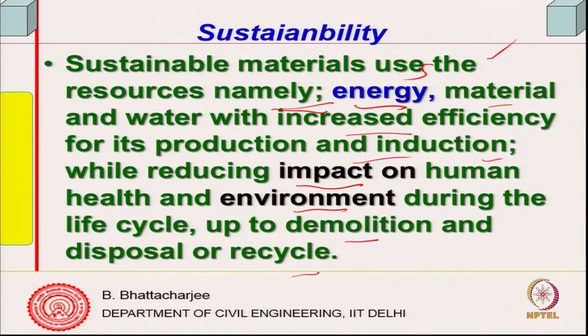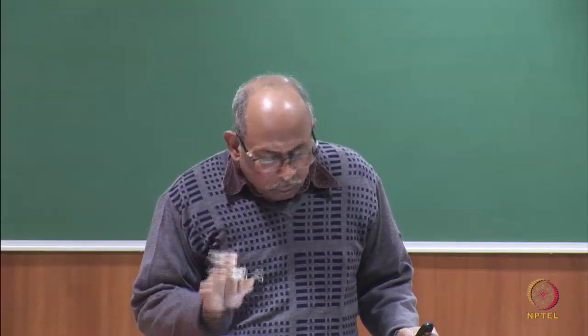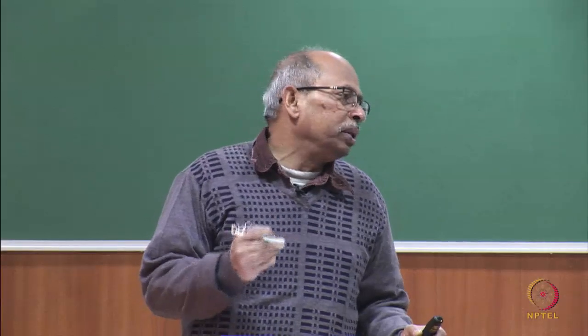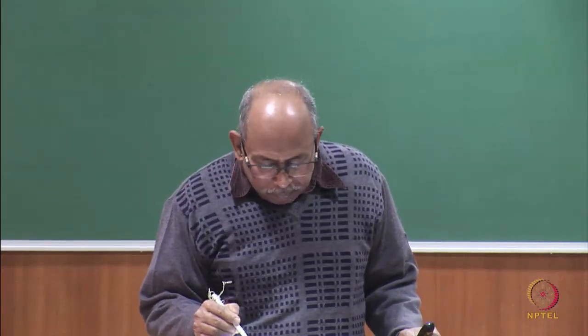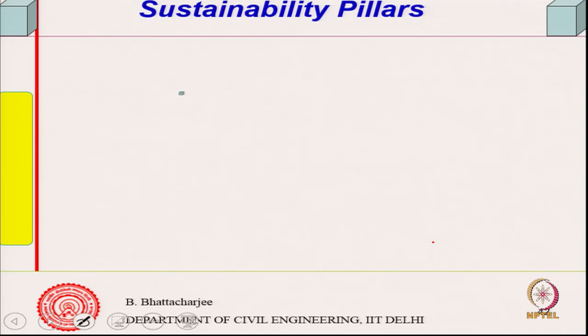So two aspects. First, it must use the resources with higher efficiency, maximum benefit out of the resources that you are using, and also minimize the impact on environment and human health during the life cycle up to its demolition, disposal or recycling. So that is what defines sustainability and sustainable materials.